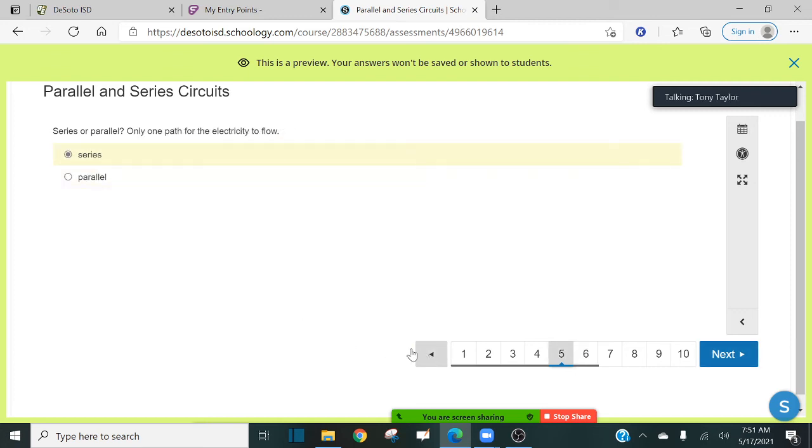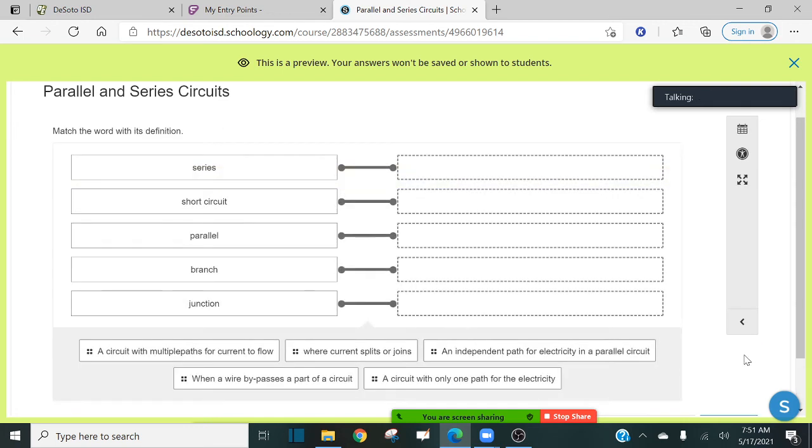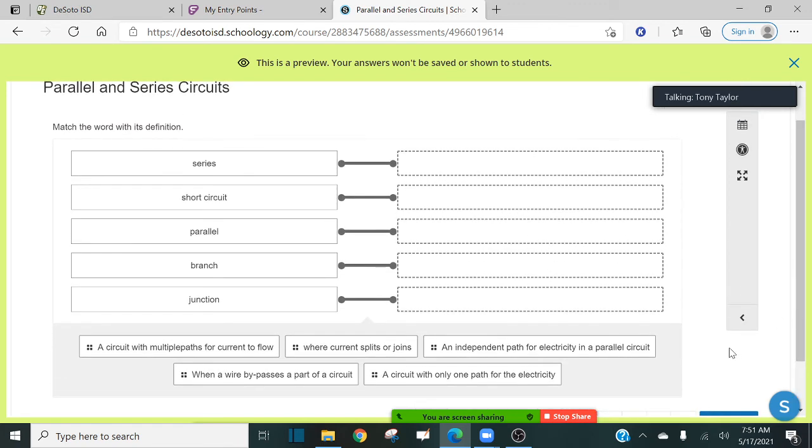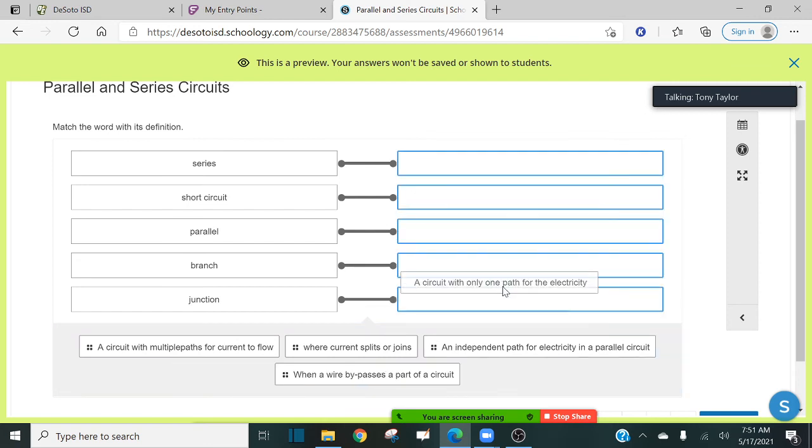So for this one right here, only one path for electricity flow. Series. If you turn off one light, all the other lights go out. Series. Okay, so my number 7 says match the words with this definition. Match the words with its definition. A series circuit, a circuit with only one path for electricity.